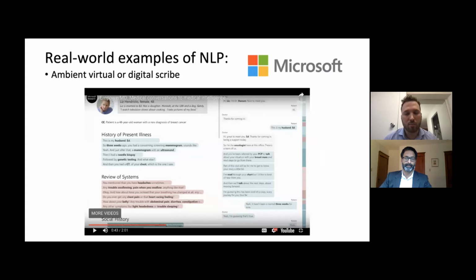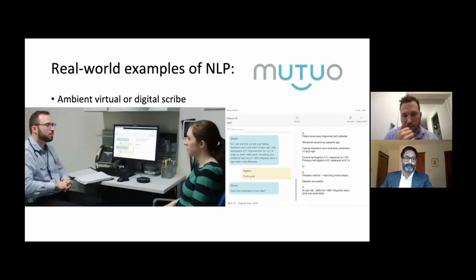Here in Canada, Microsoft and Nuance are partnering together for a similar type of tool, also known as virtual or digital scribes. As you can see on the right-hand side, you have a conversation between doctor and patient, and on the left-hand side is the predicted medical note based on the conversation. And this is our tool called AutoScribe. We have a similar sort of tool. As you can see on the right-hand side, you see the note, and on the left-hand side, you have the conversation.